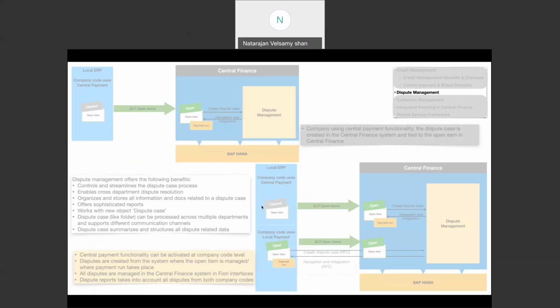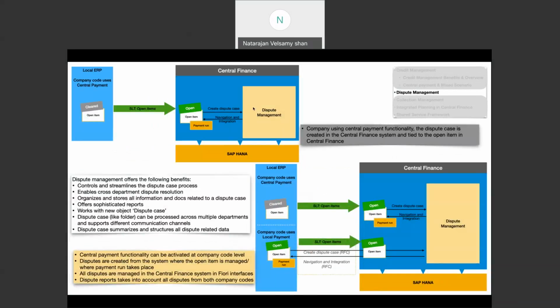Moving on to dispute management. In dispute management, we have two scenarios, the central payment scenario, where all the companies make payment through central payment, and the mixed scenario, in some organizations where both scenarios are applicable. For companies using central payment functionality, the dispute case is created in the central finance system and tied to the open item in central finance.